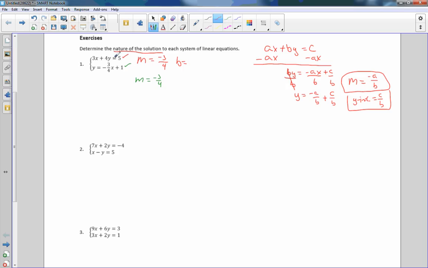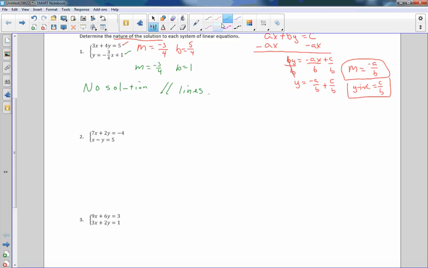And as you can see, the b's are different as well. Remember, the y-intercept is c divided by b. So this is c and this is b. So the y-intercept is 5/4. And in this one, the y-intercept is 1. So they're different. So this is no solution. We have parallel lines. Okay, and that's what we're going to be doing. We're going to use m equals negative a over b and c over b for the standard form. And in slope-intercept form, the slope and the y-intercept are staring us right in the eye.